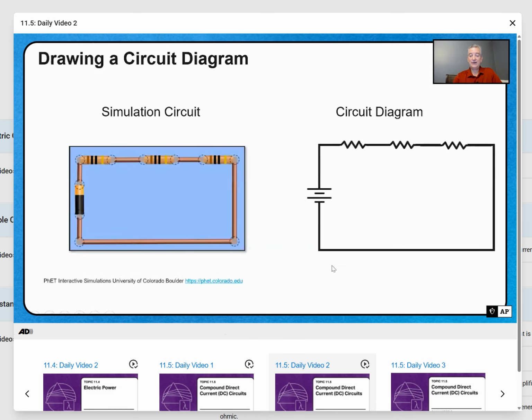Well, in our circuit diagram, it's going to look like this. Notice the battery looks exactly the same, but now our light bulbs are replaced with resistors, and our way of representing resistors is with these jagged lines. So again, we have 3 resistors, and we have 3 different resistors represented in our circuit diagram.